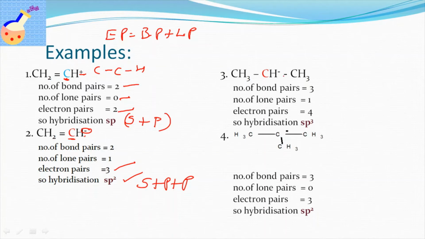Then coming to another example, this carbon is highlighted here and a negative charge is there, so obviously one lone pair is there. And bond pairs: 1 carbon, 2 carbons and 1 hydrogen. So 3 bond pairs are there. So total electron pairs are 4. Hybridization will be sp3. Okay. So in this way we can easily find out the electron pairs. If you know the electron pairs, you can easily write the hybridization.